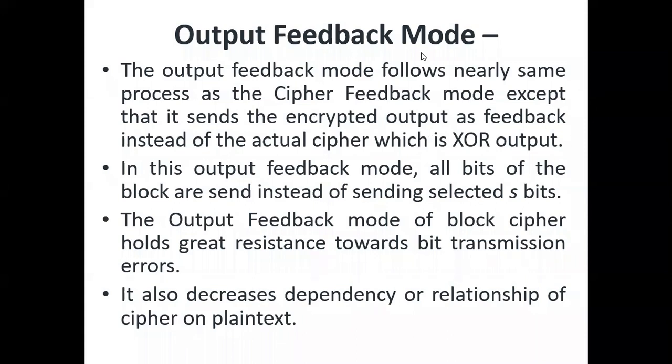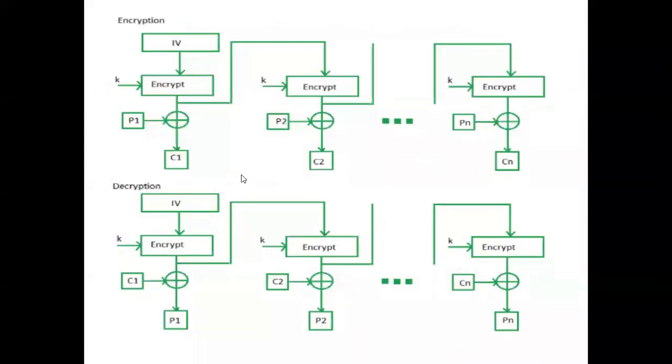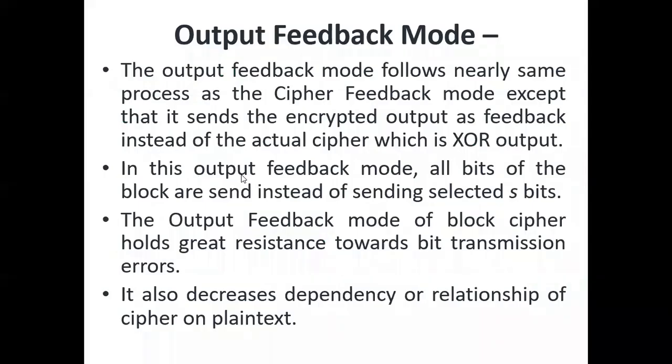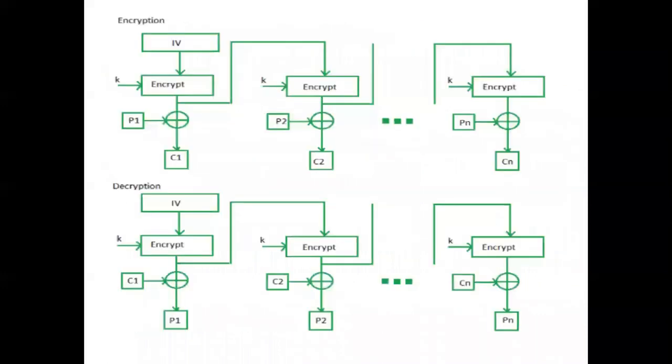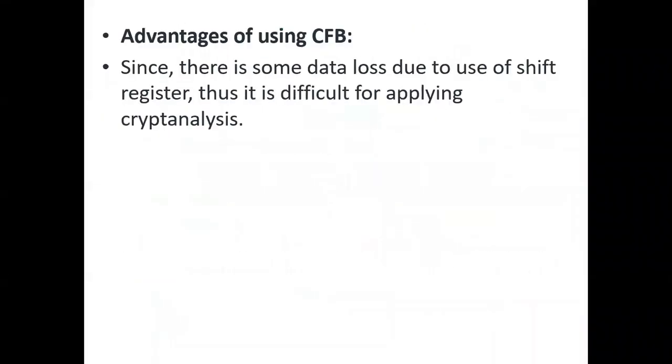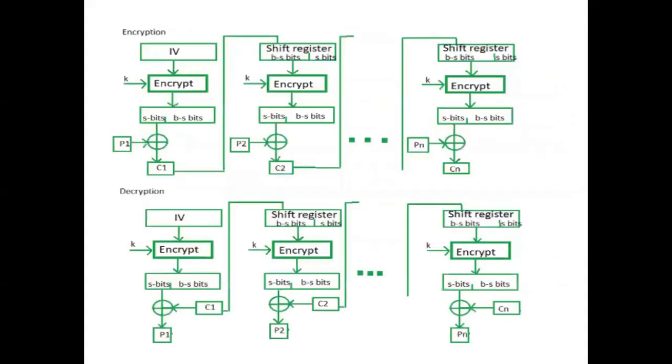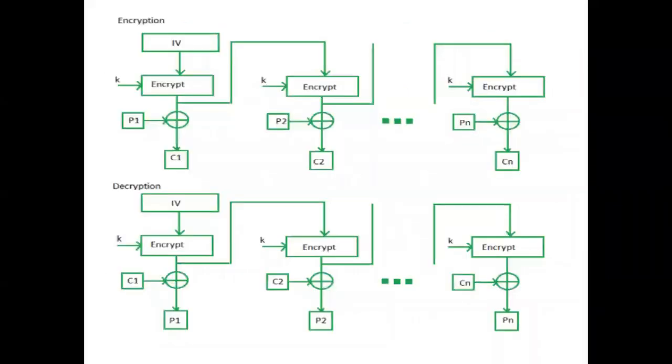Okay. Let us see the output feedback mode. You see, the output feedback mode is similar to the cipher feedback mode, but here there is no shift register. Here you see there is an initial vector. Why are we calling it output feedback mode? The output of the encryption is taken to the next block.